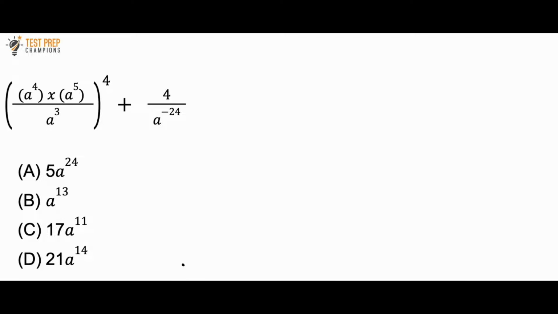Okay, so to get this question right, you have to understand some basic exponent rules and be able to apply them to the case we see on the screen here.